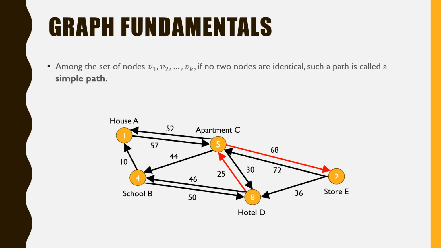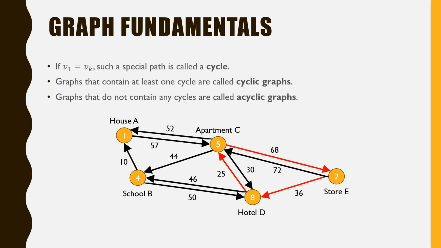Among the nodes V1, V2, all the way through Vk, if no two nodes in the sequence are the same, the corresponding path is called a simple path. On the other hand, if the first node V1 is the same as the last node Vk, the path is called a cycle. For example, the nodes Hotel D, Apartment C, Store E, and Hotel D, along with the red edges, form a cycle in the graph shown here.